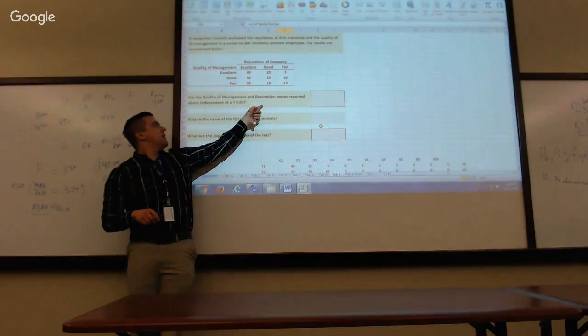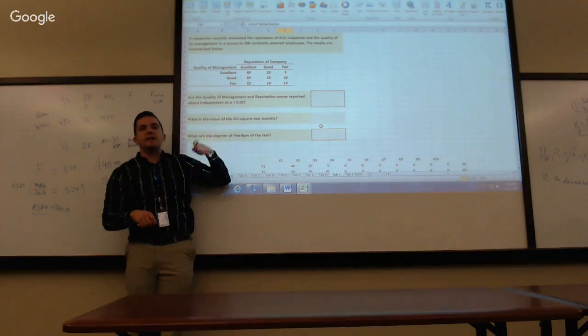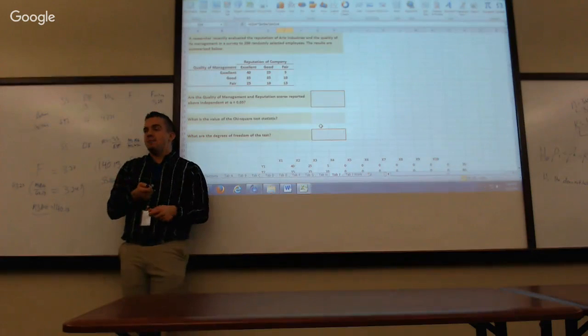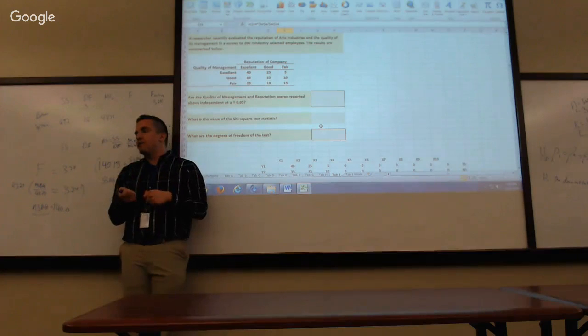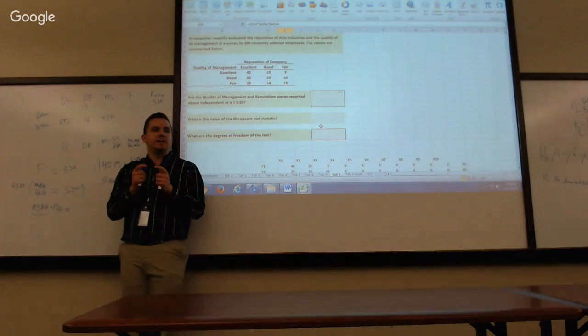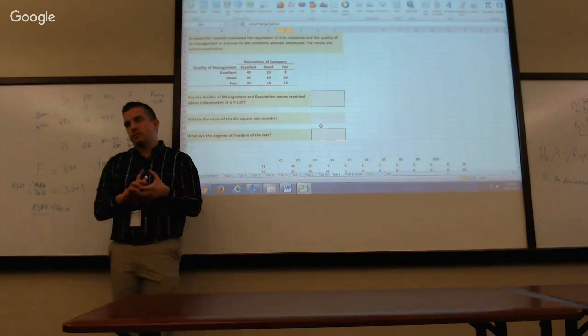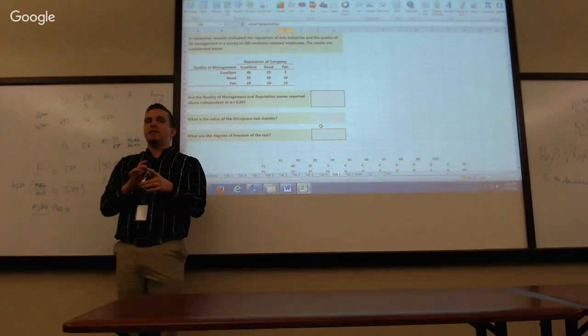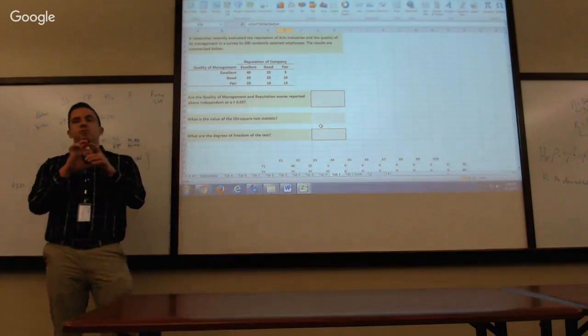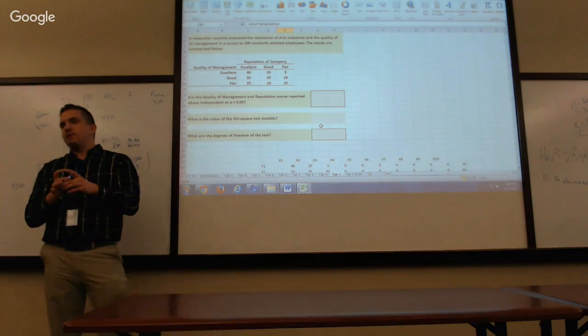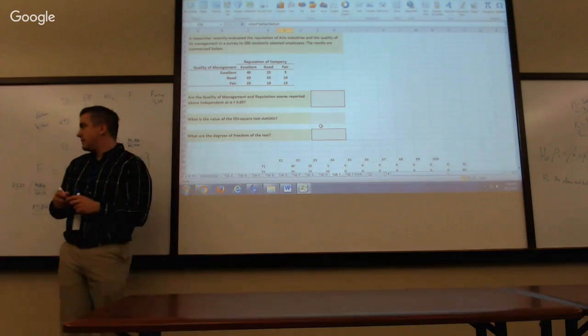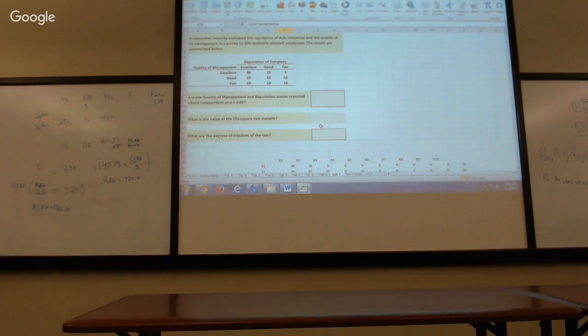So the question here says, are the scores reported above independent? No, the scores are not independent because our p-value is less than our alpha value. So there's a statistically significant difference on the scores of managers based on their reputation. Independence means that your reputation would not affect your quality of management. So our null value here is independence. We just read it. This is independent.